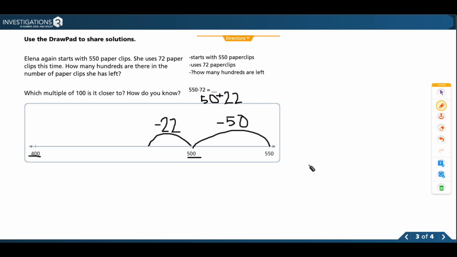So I see that it's closer to 500 because all I did is just estimated. And now I can see that it's closer to 500 than it would be to 400. I just made a line right in the middle to show halfway between the two. The multiple of 100 it's closer to is 500.